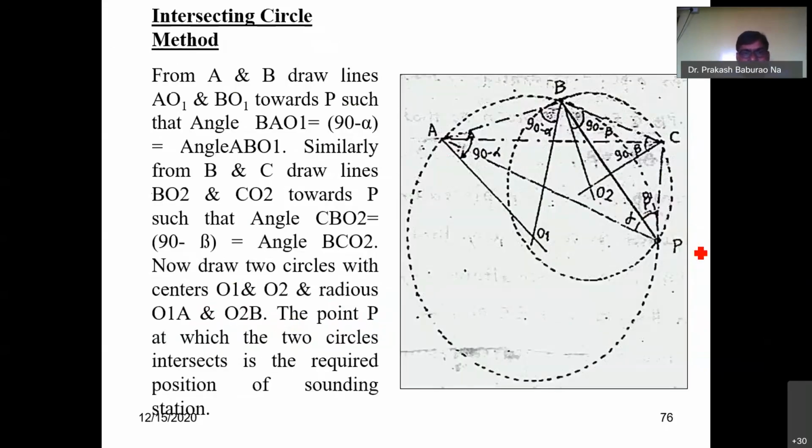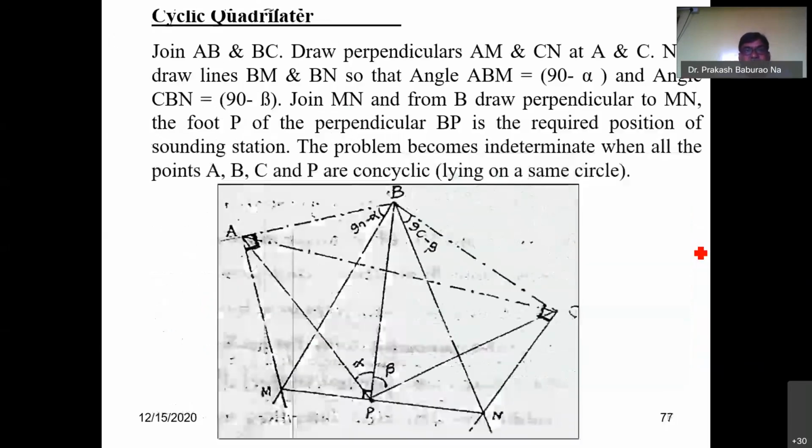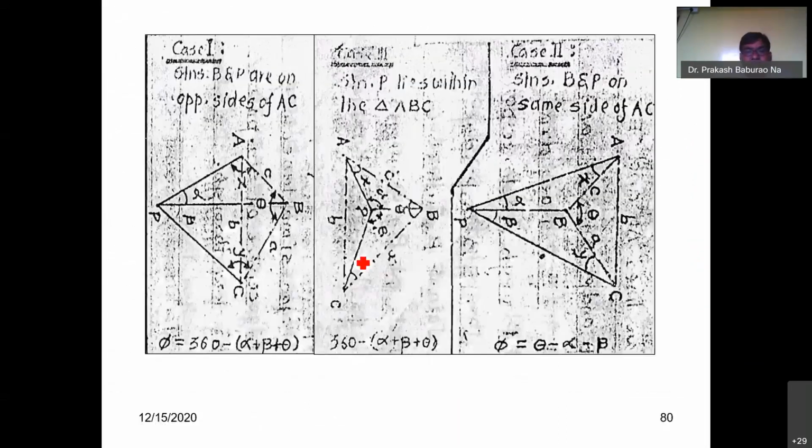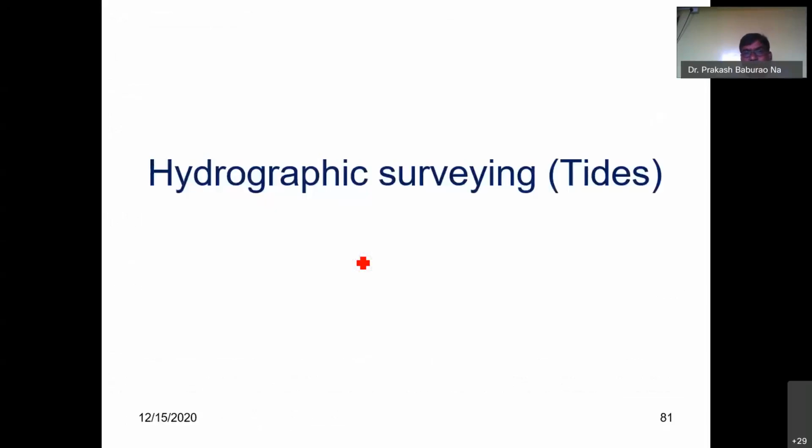Simple way also, another method. I'm not describing this. I have to explain one method, the intersecting circle method, as another method. Then the cyclic quadrilateral method is also another method you can apply to locate the boat point. And in the analytical method, you have to check all observations with the help of the analytical method. A point, B point, and C point are the points located on the shore side, and both points are going to be located. And these are the different ways in this diagram.